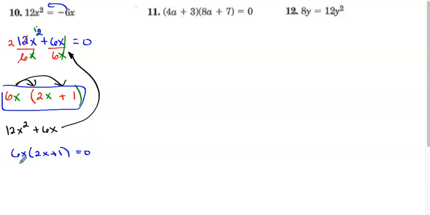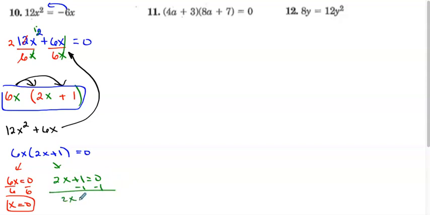And now I do the same steps I did in the previous examples. I take the first factor and set it equal to 0. So divide by 6, x equals 0. One answer. Take the second factor here, 2x plus 1. When does this equal 0? Subtract 1 from both sides. 2x equals -1. Divide by 2, and x is equal to -1/2. So this whole product, number 10, will equal 0 when x is 0, or when x is equal to -1/2.